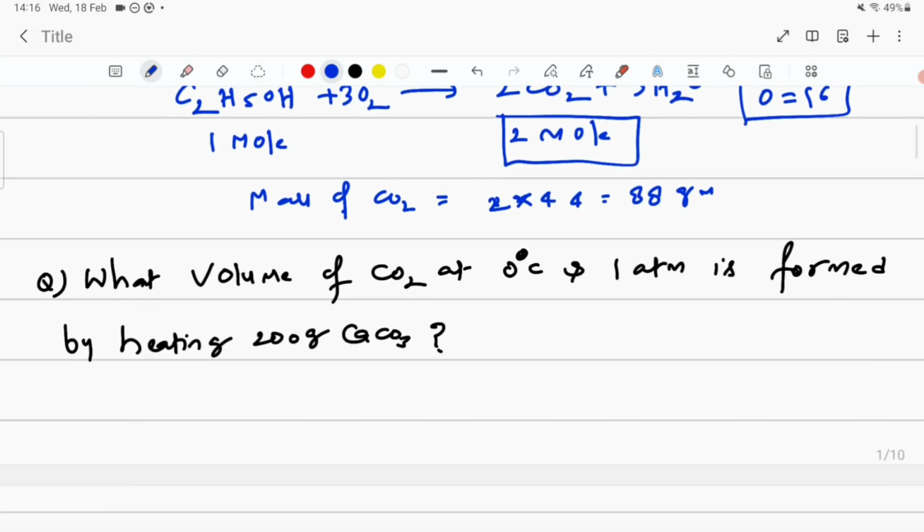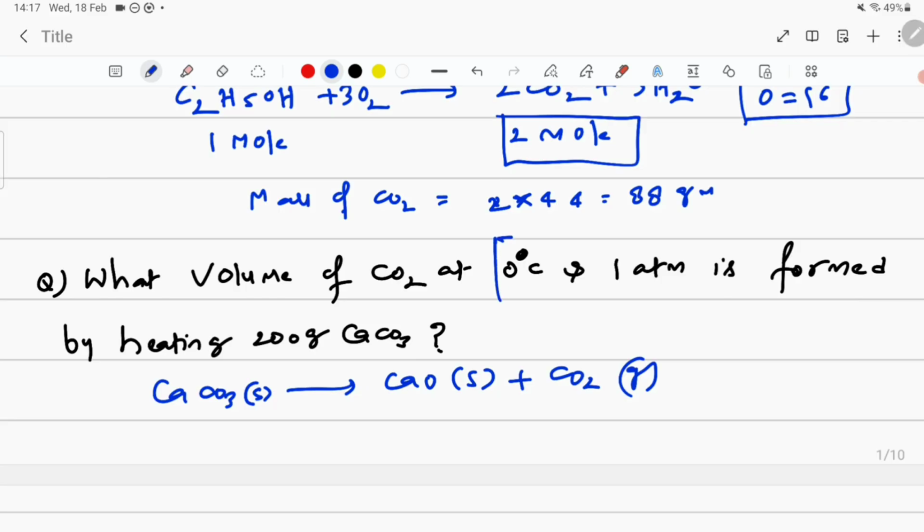See the calculation part. What volume of CO2 at 0 degrees Celsius and 1 atm is formed by heating 200 grams CaCO3? So CaCO3, we have written the equation many times. Upon heating, it forms CaO plus CO2 gas. 200 grams given. They are asking what volume of CO2 we need to find under given conditions.